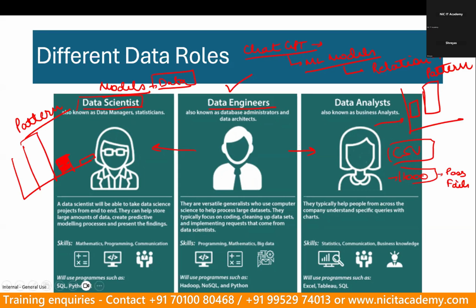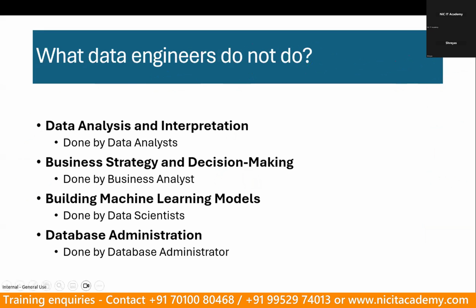And that is something which you're going to see now: what does a data engineer not do? We have discussed what a data engineer will do, and what it will not do. So data analysis and interpretation is not the job of the data engineer. You are not going to be analyzing or interpreting the data. That is the job of data analysts. You are not going to make any business strategy or any decision related to the business. That job belongs to the business analysts. You are not going to build any machine learning models through data engineering. That job belongs to data scientists. And you're not going to administrate any database. That is the job of your database administrators, to manage and maintain databases. Is that clear to everyone?